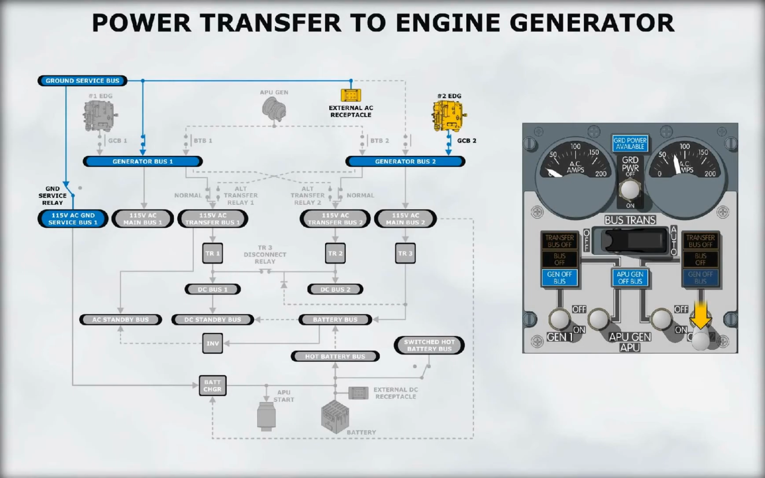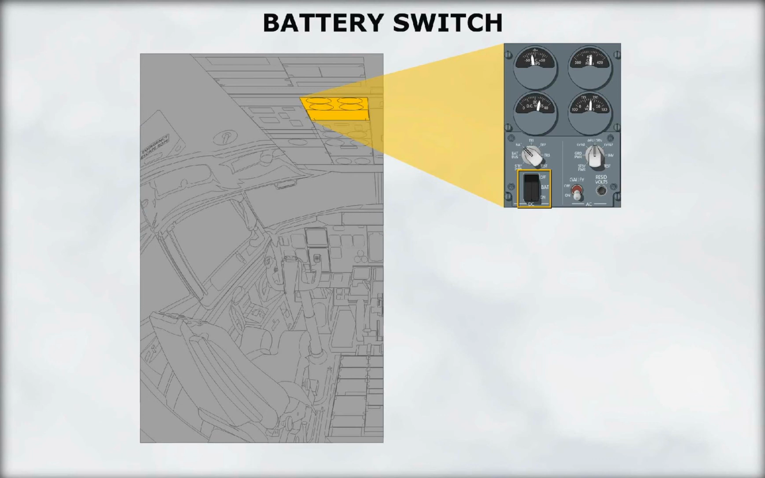Power transfer from the external ground power cart to either engine may be accomplished in the same manner, without an interruption of power to the electrical buses. We will now look at the battery switch.